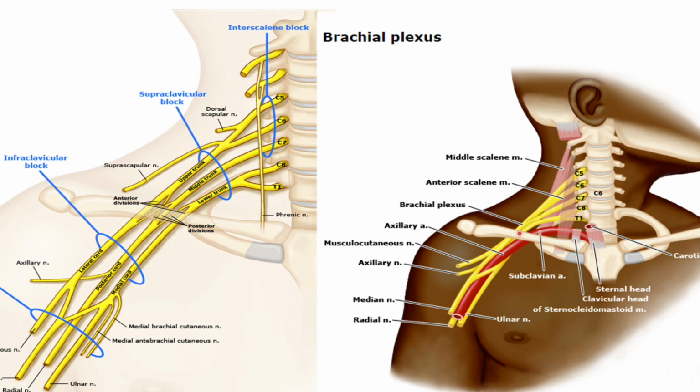As the nerve roots descend between the two scalene muscles, they travel superior and posterior to the subclavian artery and form the superior trunk, that is C5 and C6, the middle trunk C7 and C8, and T1 forming the inferior trunk.